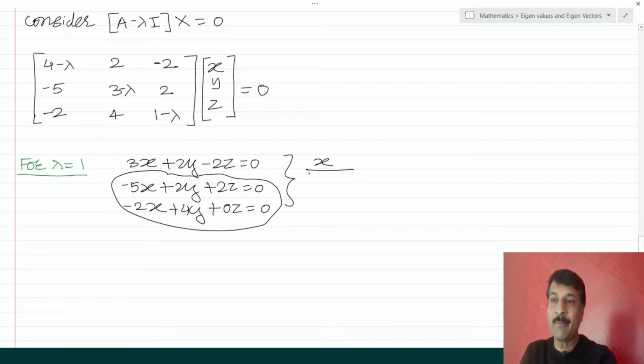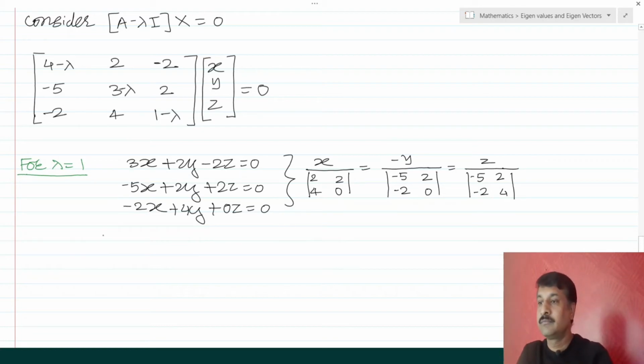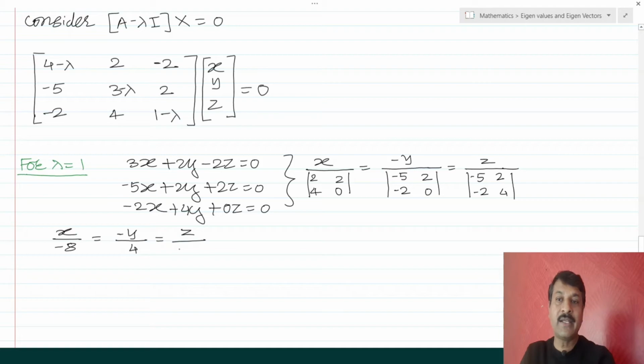And here x upon determinant of coefficients of y and z. So 2, 2 and 4, 0. Second is minus y. Now consider from the last two equations the coefficients of x and z. So minus 5, 2, minus 2 and 0. And for z, coefficients of x and y. So minus 5, 2, minus 2 and 4. So actually this is equal to any constant k. So what am I getting? x upon 0 minus 8, minus y upon 0 plus 4, and z upon minus 20 plus 4.